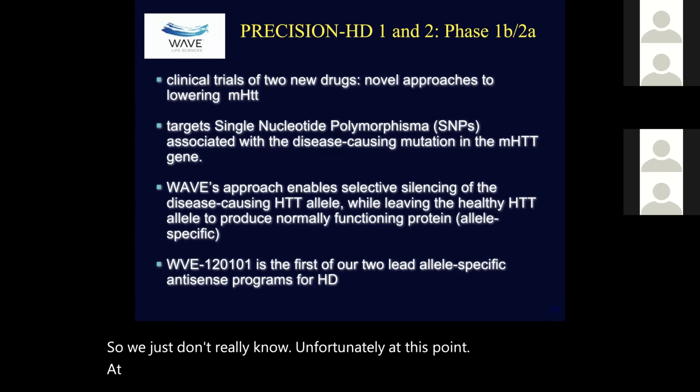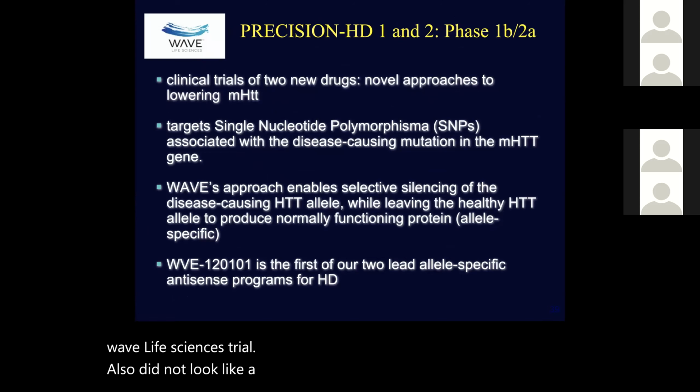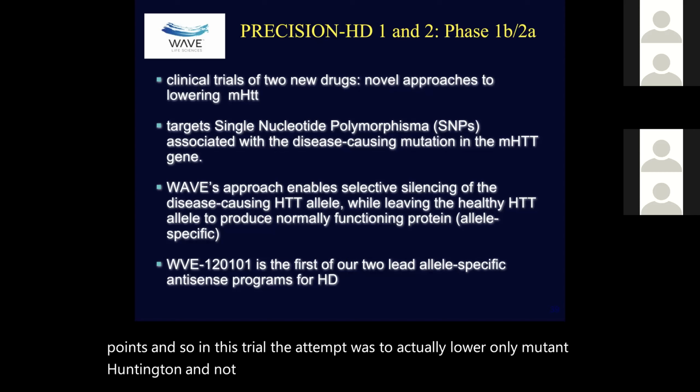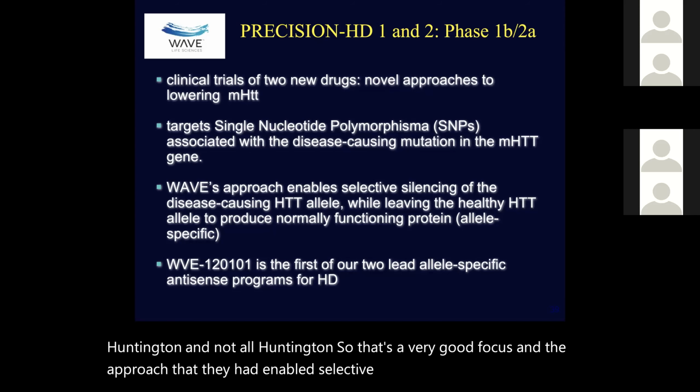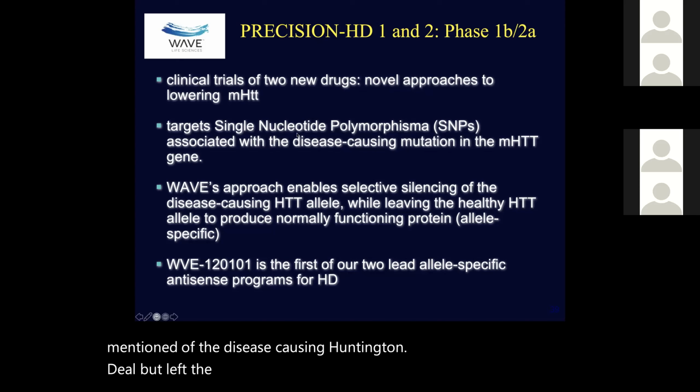At the same time, or pretty simultaneously, unfortunately, a double hit, the WAVE Life Sciences trial also did not meet its endpoints. And in this trial, the attempt was to actually lower only mutant Huntington and not all Huntington. So that's a very good focus. And the approach that they had enabled selective silencing, as I mentioned, of the disease-causing Huntington allele, but left the healthy Huntington allele to produce normal or wild type Huntington protein.